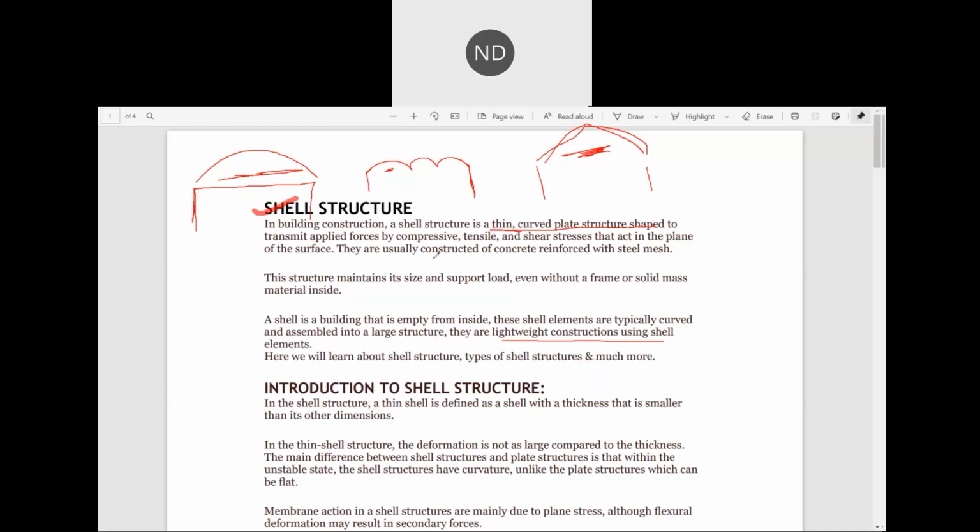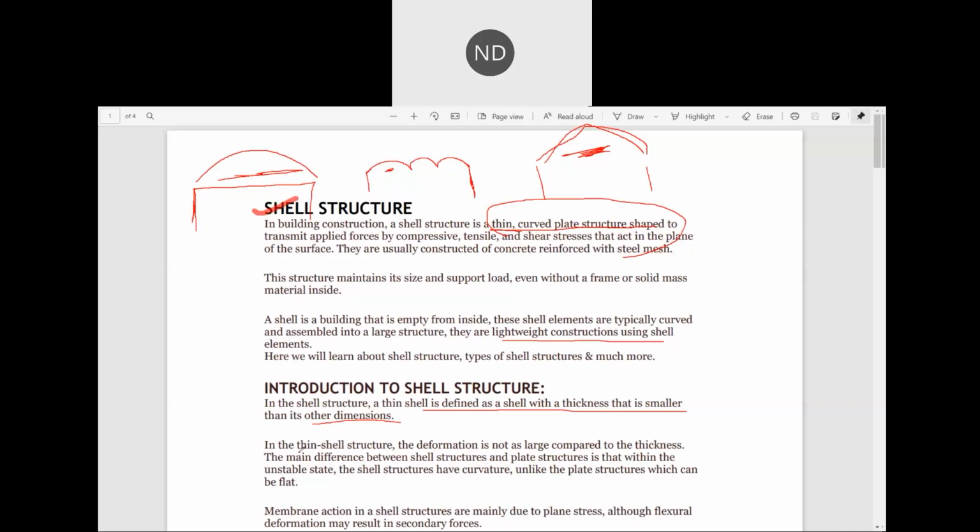Okay. Now, introduction to shell structure. This was the basic idea of what a shell structure is, a curved plane structure. Coming to the introduction of shell structure: in a shell structure, a thin shell is defined as a shell with a thickness that is smaller than its outer dimensions. Suppose I'm talking about this dome kind of shell structure, the thickness of this thin curved surface is very small as compared to the overall dimension you're looking at. Okay, so these are your shell structures.